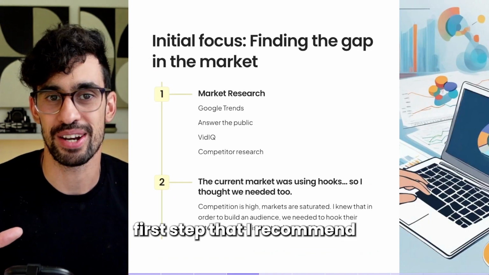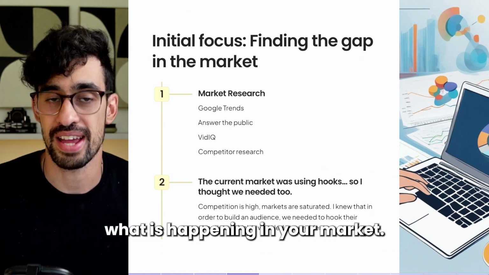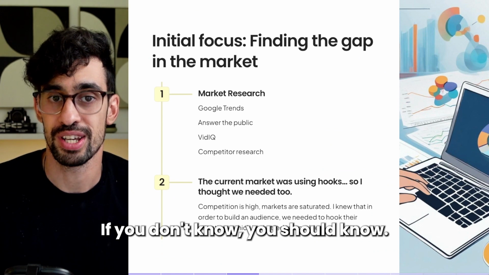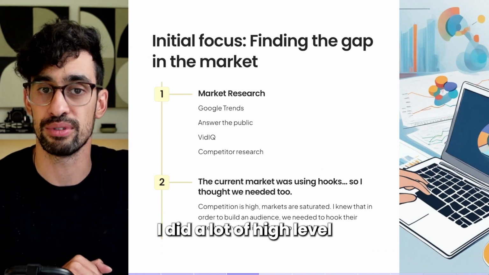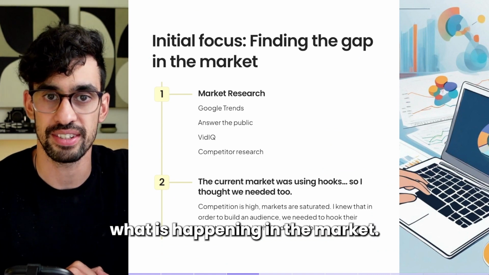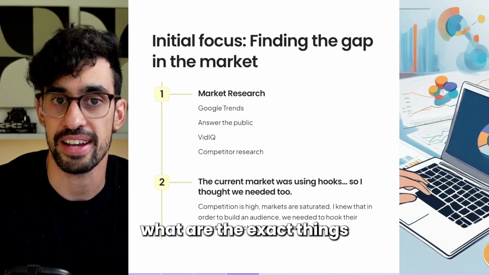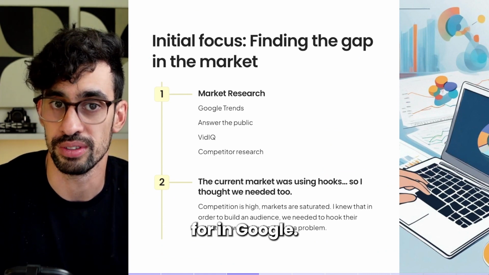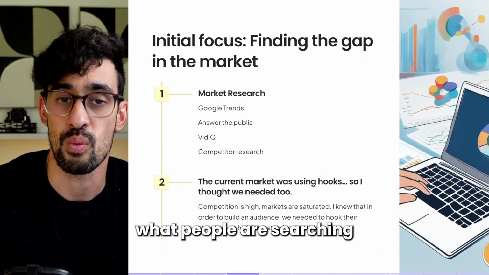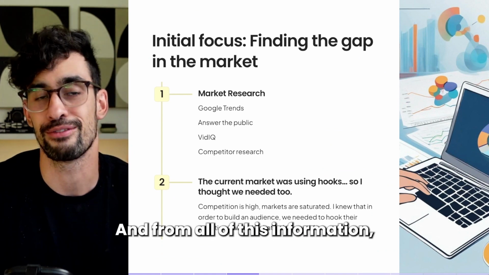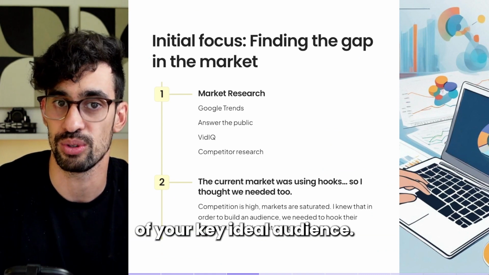First step that I recommend everyone do as a starting place is to figure out what is happening in your market. If you don't know, you should know. Now I figured this out with Google Trends. I did a lot of high level overview into what is happening in the market. I then went deeper into AnswerThePublic to figure out what are the exact things that people are searching for in Google. The third thing was vidIQ, and vidIQ allows you to figure out what people are searching for in YouTube. And from all of this information, you can start to understand the mindset of your key ideal audience.